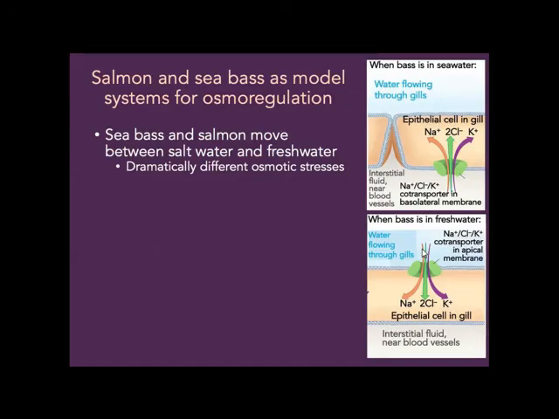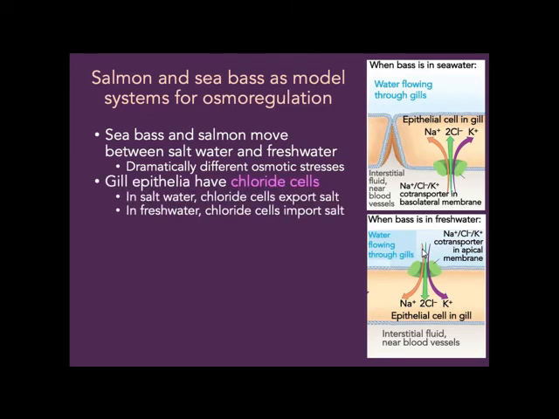Okay, so salmon and sea bass are used as model systems for really challenging osmoregulation. So both sea bass and salmon will move between saltwater and freshwater. And so when they're in saltwater, they have serious problems with losing water and taking on ions that they don't need. When they're in freshwater, they have problems with taking on water and losing ions, right? So these are very different osmotic stresses in the two environments. But the same fish have to be able to live in both places.